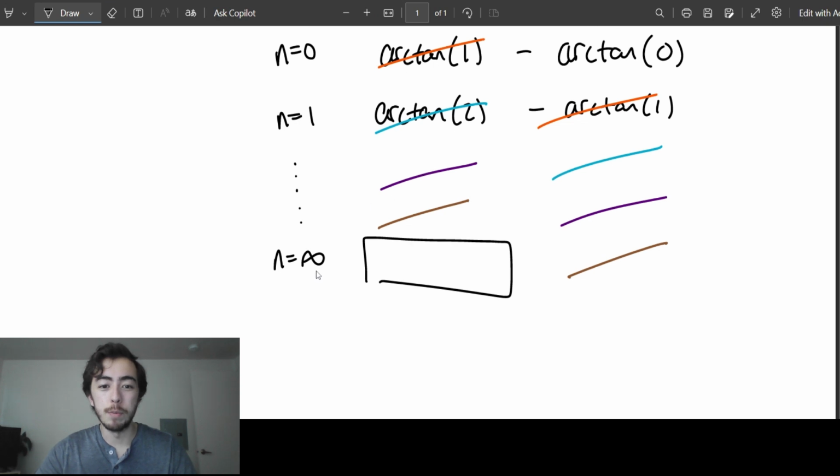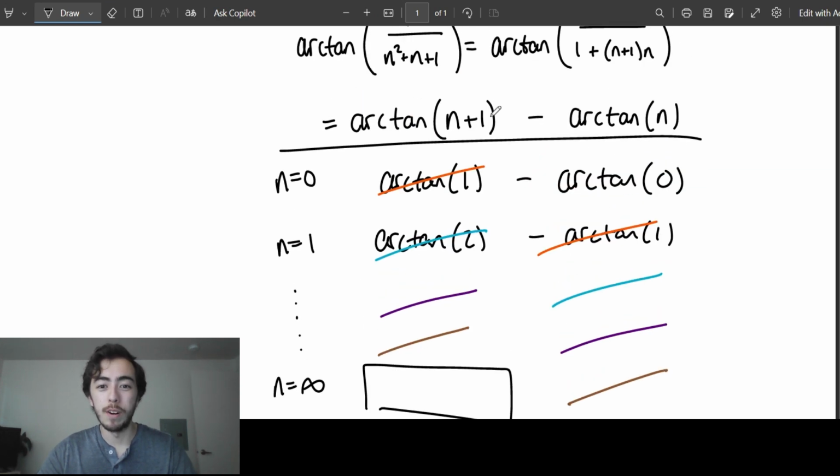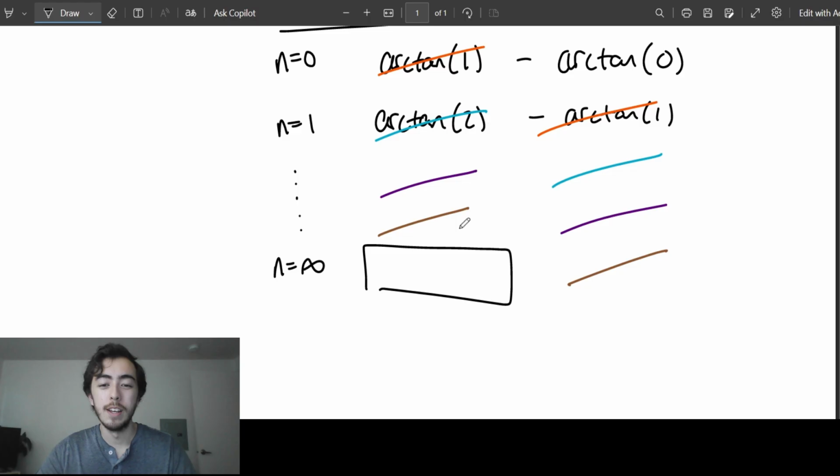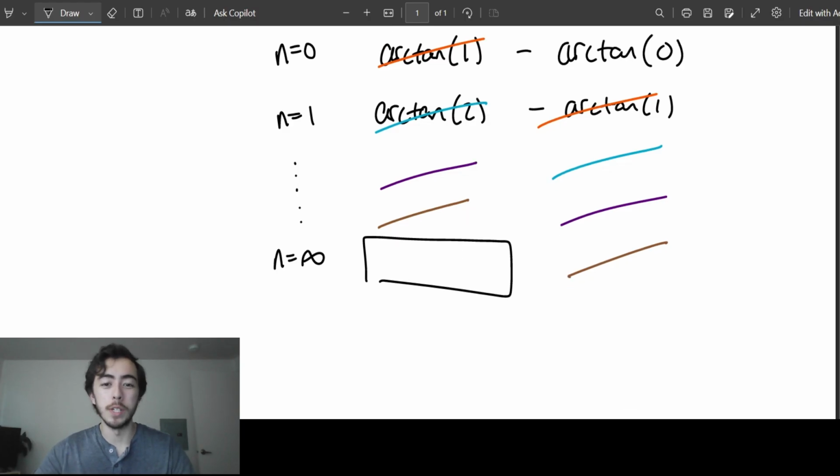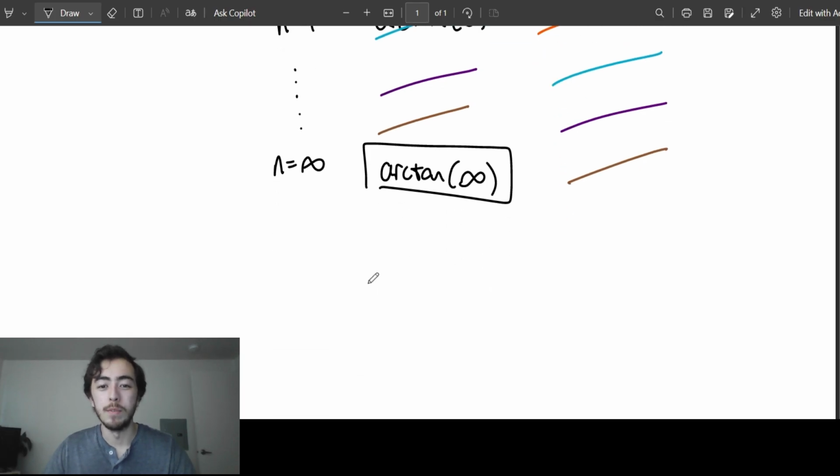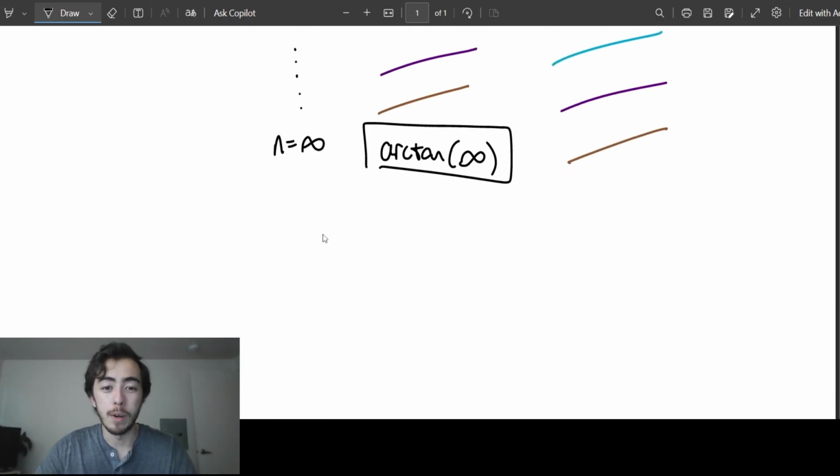And basically, once we plug in infinity for n, the n plus 1 is still also going to be infinity. So we have this idea of plugging infinity into the arctangent function. And we need to think of this in a limit sort of way, because infinity isn't really a number, but more like a concept here. So I guess fine. We will think about what is the limit as n goes to infinity of arctangent of n.